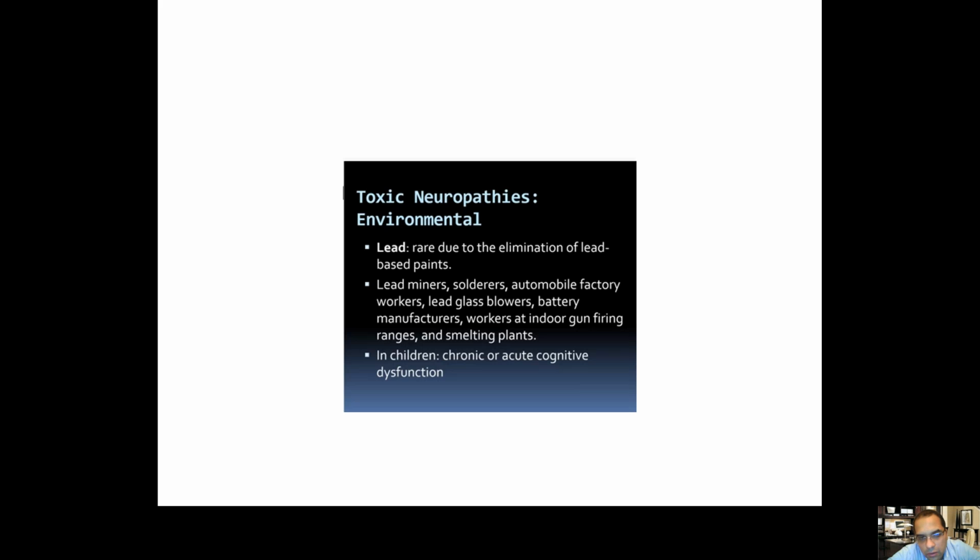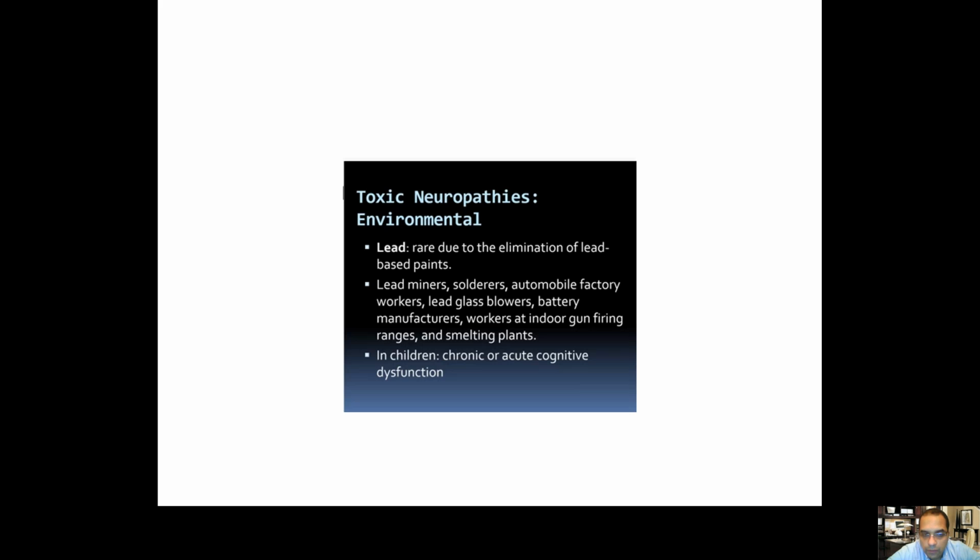So we come here to the environmental toxins, which can cause neuropathy, and often they are missed because you keep thinking about the endocrinological causes, the other causes, and what medications the patient is taking, and you don't bear in mind that this patient might be exposed to a heavy load of lead, for example the lead miners, automobile factory workers, and battery manufacturing. All these occupations carry a very high risk of exposure to lead.